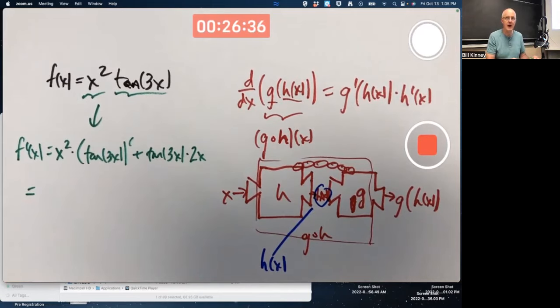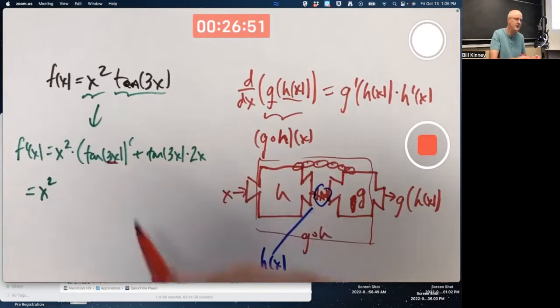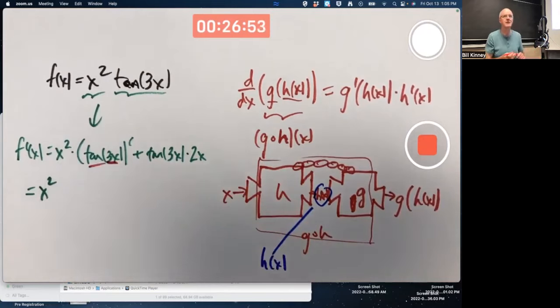Use the fact that we just derived 5 minutes ago. The derivative of tangent of x is secant squared x. But also use the chain rule. This is a composition. 3x is the inside function. Tangent is the outside function.